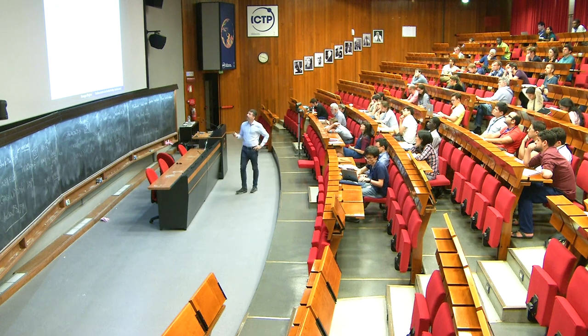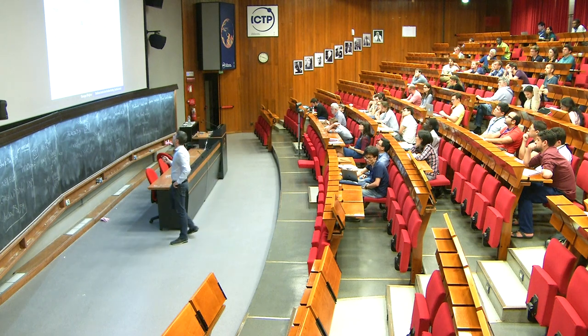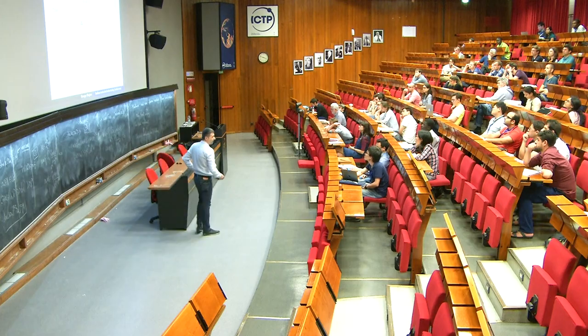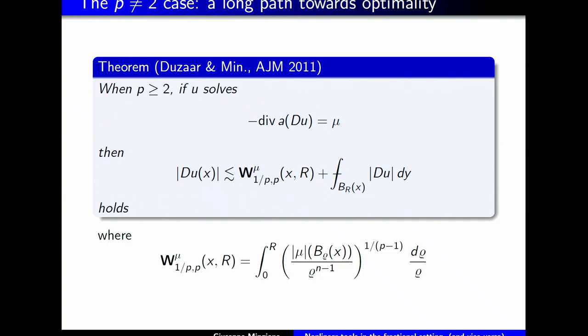Okay, so let me go back to the case p different from 2, and the first result was achieved by Frank Duzaar and myself, and this tells you exactly what you would expect following the standard orthodoxy. Following the standard orthodoxy, now you can pointwise bound the gradient via the Wolff potential, and this is actually quite a satisfying estimate, because this allows you to get all the classical estimates that you get via fundamental solutions by Wolff potentials. This is this guy, and as you can see, for p equal to 2, this reduces to I1, so you get back this estimate and the previous estimate.